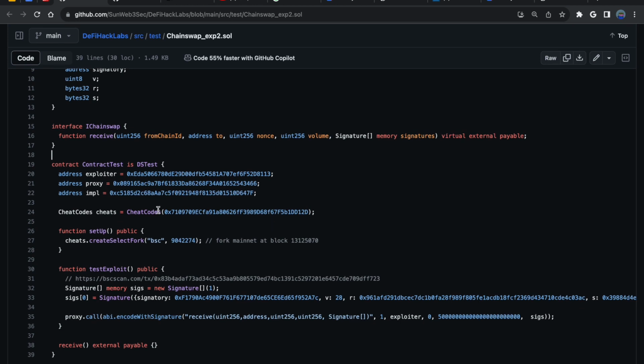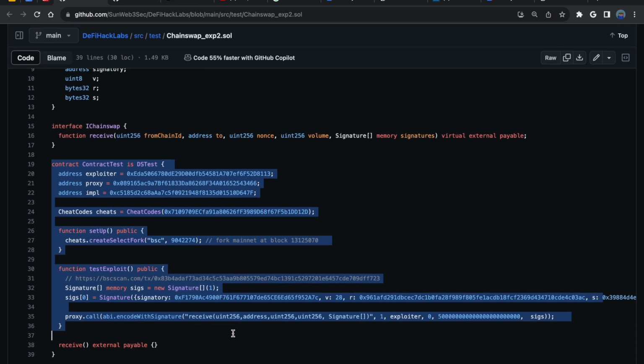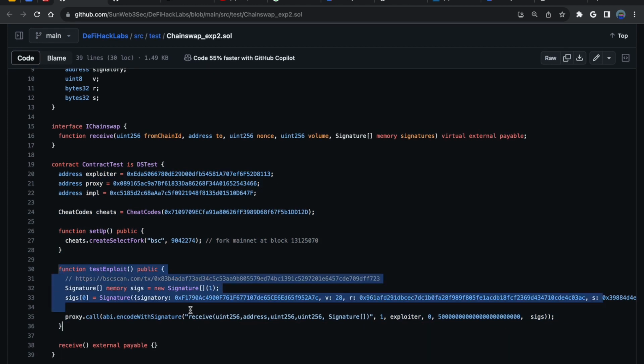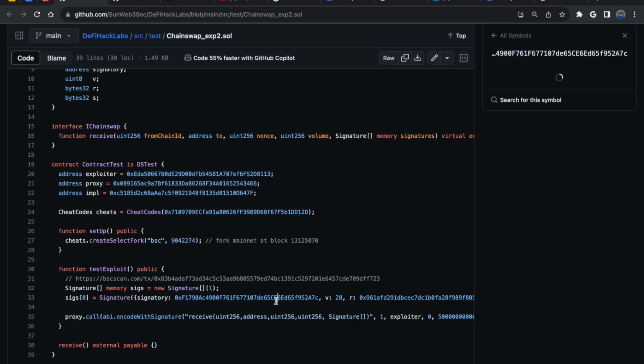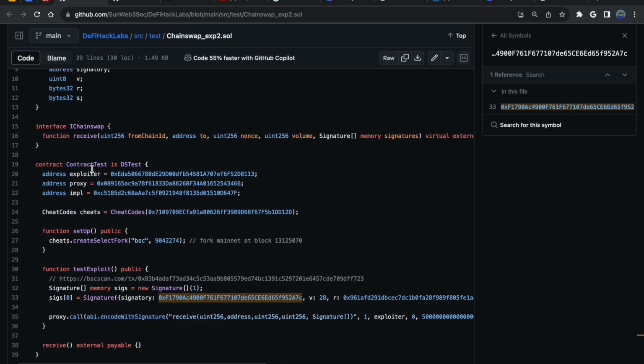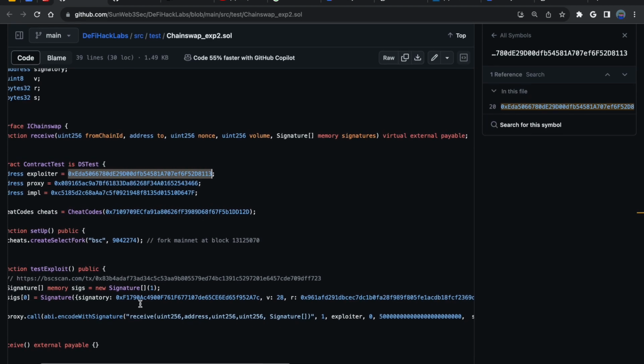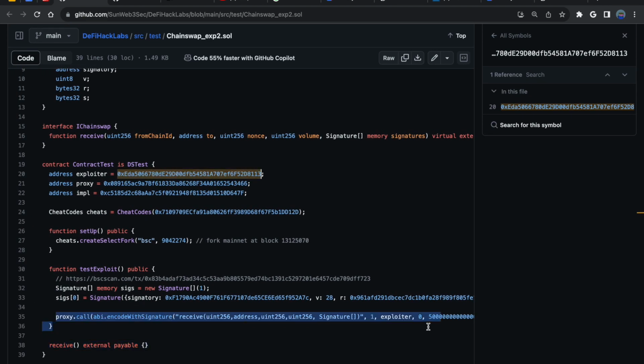So what we're looking at here is the exploit contract, and in this case, this is the main piece you want to see. As we can see, the exploiter created a new signature, used that signature, grabbed it here, and then used the signature, used an exploiter address to deposit funds into, and called this receive function.